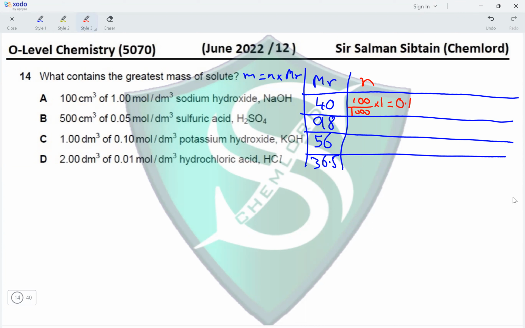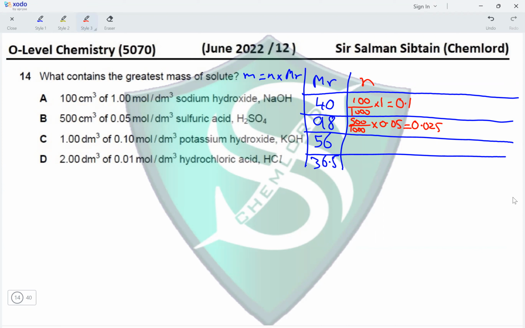Next, for sulfuric acid, we have 0.05 mole per dm cube. So 0.05 moles in 1000 cm cube. How many moles in 500 cm cube? So this would become 500 divided by 1000 into 0.05. And the mole value we obtain in this calculation is 0.025.